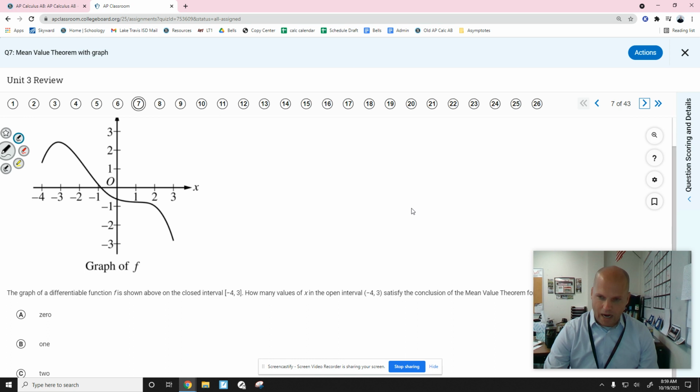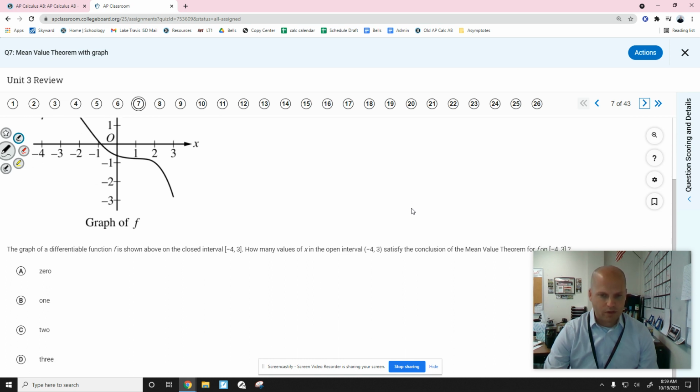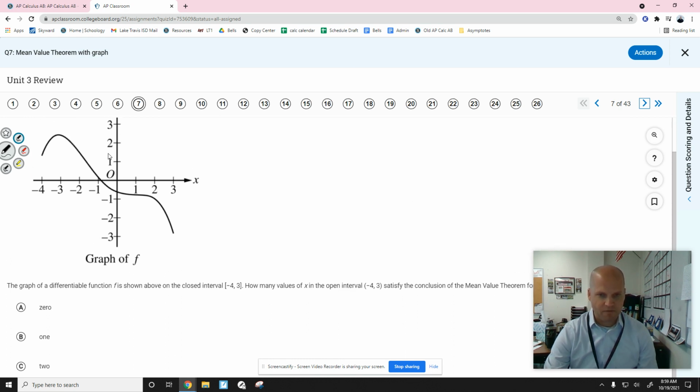All right, this is more graphical representation of the mean value theorem. You're given a graph of f, interval from -4 to 3. Find the point at -4 and the point at 3. Sketch the secant slope so that you see what the slope is. How many values of x satisfy the conclusion? So how many locations will our tangent slopes be parallel to or equal to the secant slope? And I see there's 3 locations.